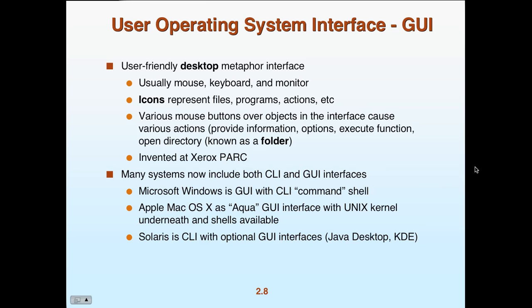So many systems now also include both together, command line interface as well as the GUI. So Microsoft Windows has both of them. Apple OS X has both of them. It has a GUI interface as well as a UNIX kernel underneath the shell. And then Solaris also has both of them. And then if you've ever worked on a Linux system, you know that we have many different desktops that we can load, like KDE, Chrome, some of the other ones. There's a Java desktop actually out there that you can load on top of a kernel, essentially.